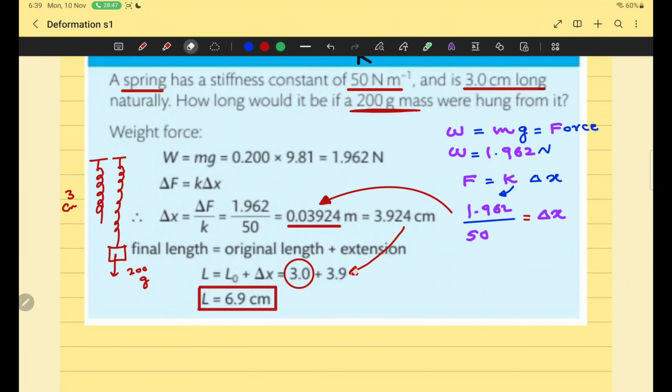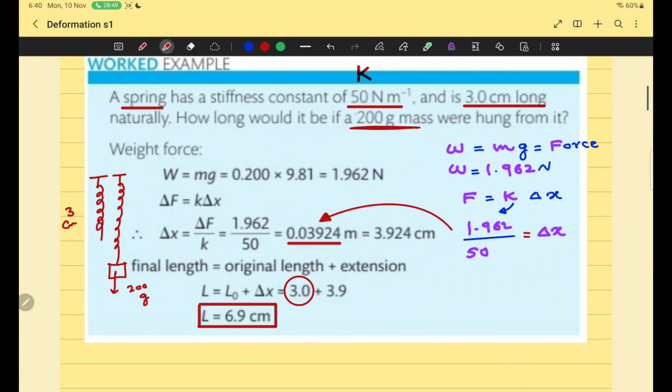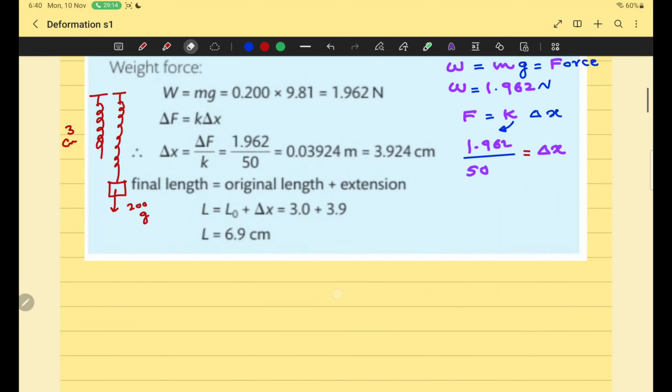But this is in meter. Sir, why is it in meter? Because the spring constant is in meter, so the final length is also in meter. So if you multiply with 100, then it is converted into centimeter. So this is the extension. Original length is 3 centimeter. If you add the extension, it will give you the total length. So the final length is 6.9 सेंटीमीटर. ठीक है जी. अच्छा जी, आगे चलते हैं बेटा.